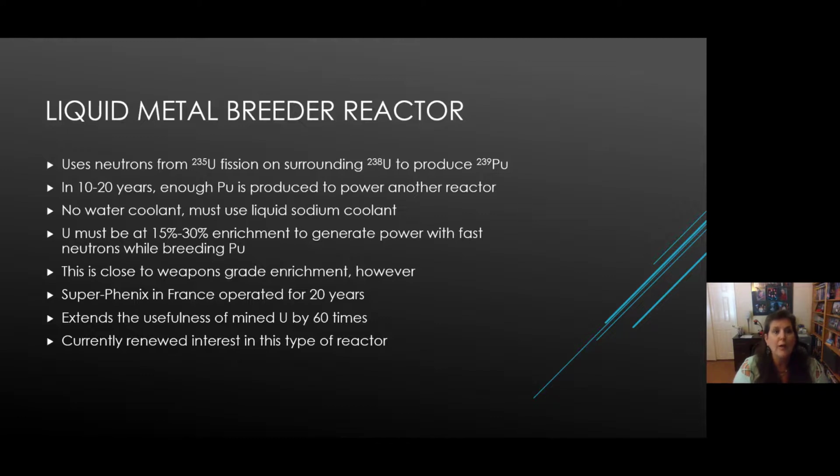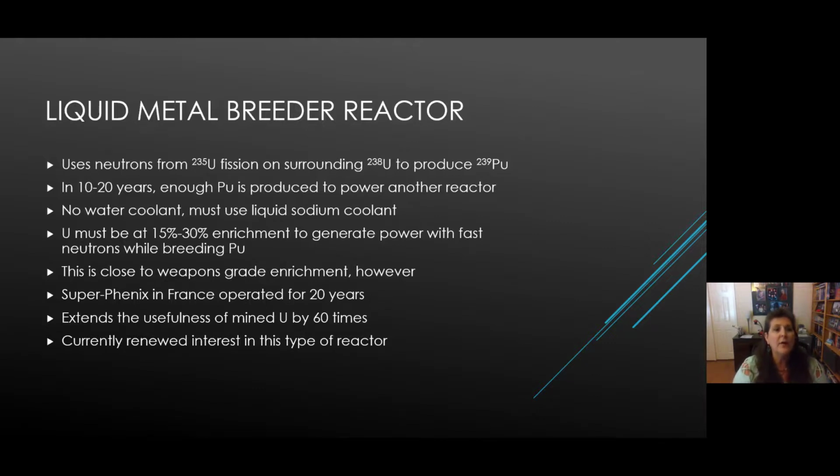Uranium also has to be 15 to 30% enriched, not the 3%, to generate power with the fast neutrons while breeding the plutonium. So that's getting closer to weapons grade at 85%. So, a little bit more dangerous perhaps. Still, it's not weapons level, and it's still not in critical mass.